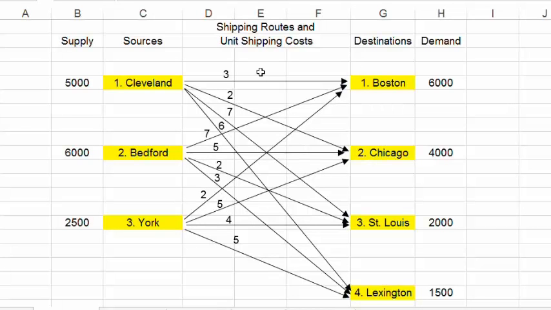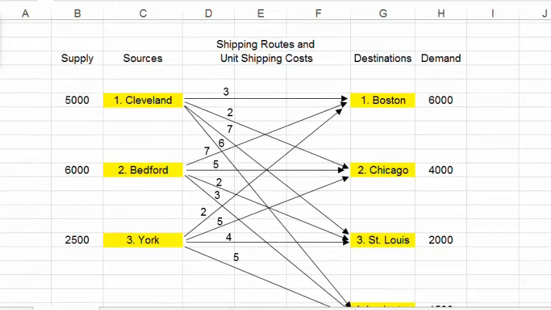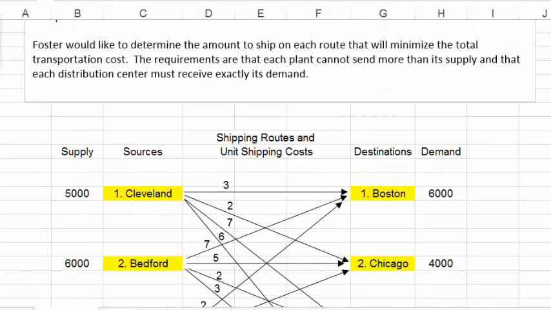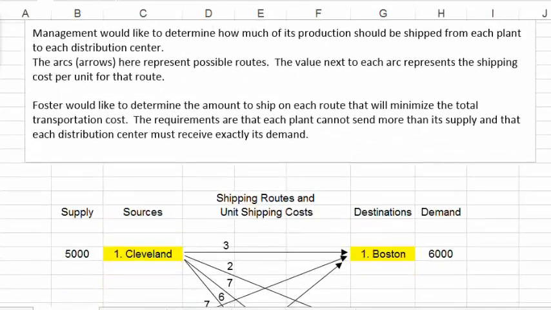So you could think of these numbers as the coefficients for your objective function, because basically your objective is to minimize the total transportation cost. And does it say that somewhere?